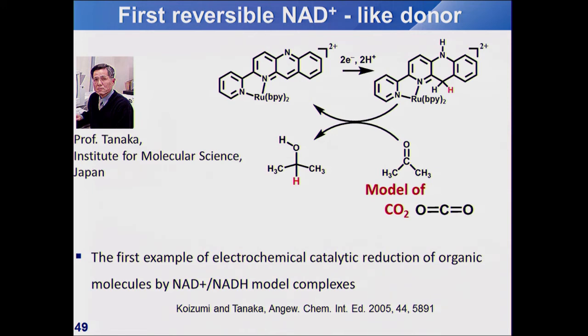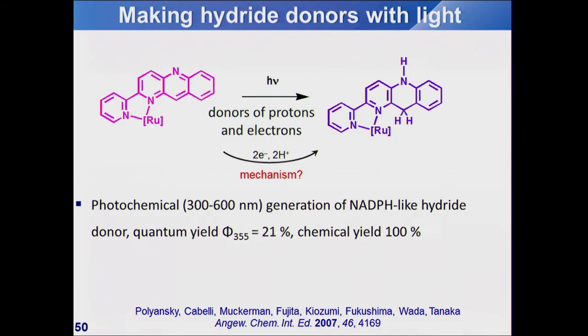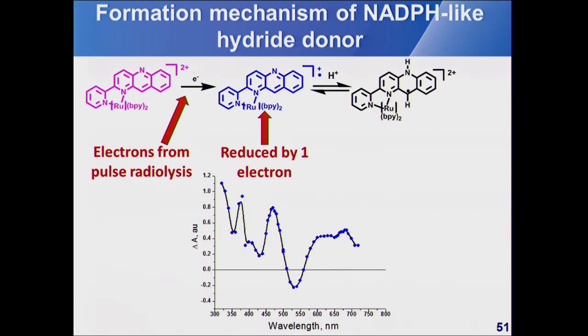So we became very interested in this type of system, and we wanted to learn a few more things about it. In particular, we wanted to know, can we produce this hydride donor using the energy of light? And what would be the mechanism for this type of reaction? So we quickly realized that indeed we can use the energy of light in the presence of some other reagents. We can produce these hydride donors, but we really wanted to know how they are produced.